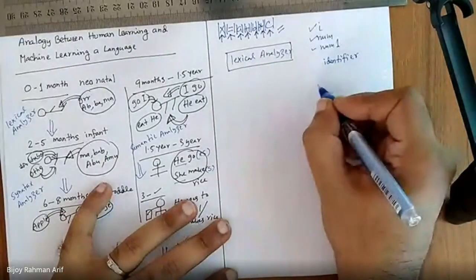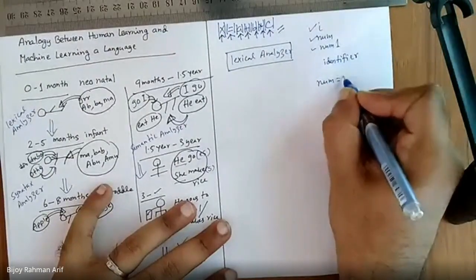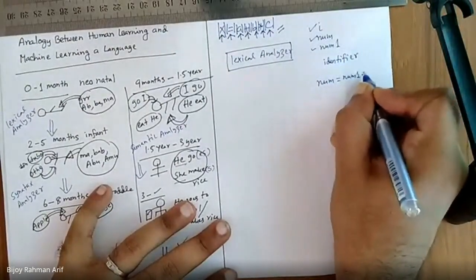For example, when you write num equal to num1 plus num2, then we actually group them.